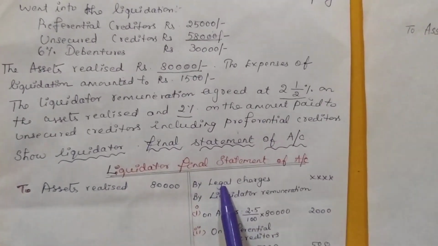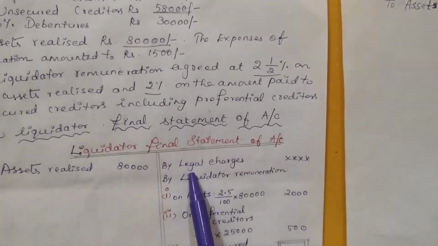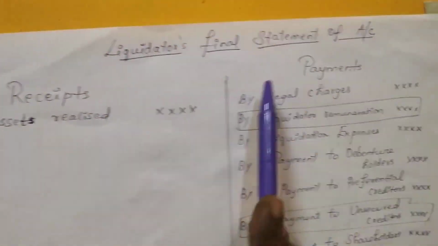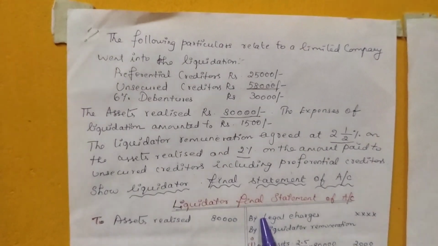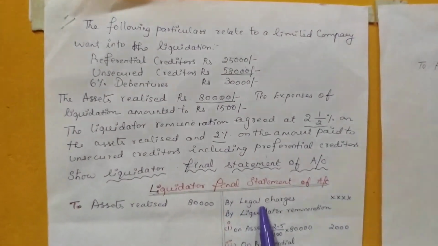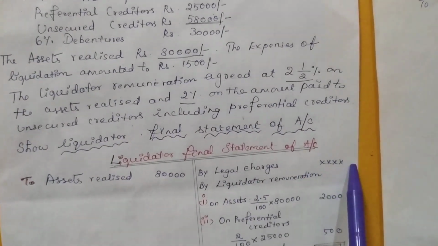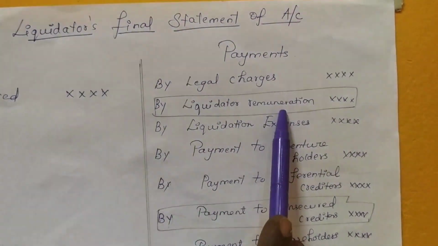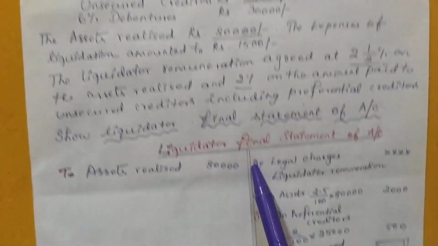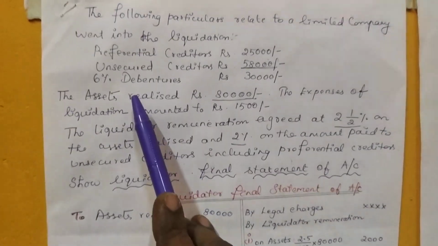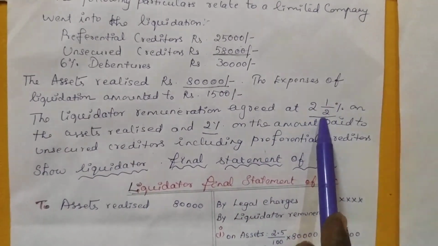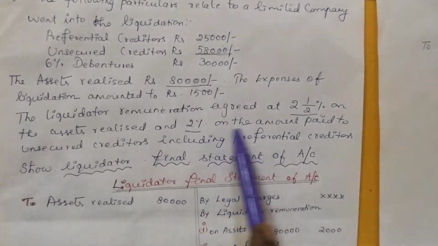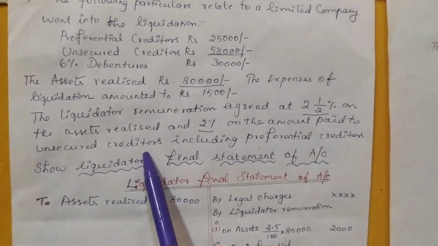We come to the right side, that is payments. First one, as per the format, by legal charges. Here in the sum you have legal charges nil, so you can put XXX. Next, as per format you have liquidator remuneration. In the sum the liquidator remuneration you have to calculate. How much? 2.5% on assets realized, 2% on the amount paid to unsecured creditor.